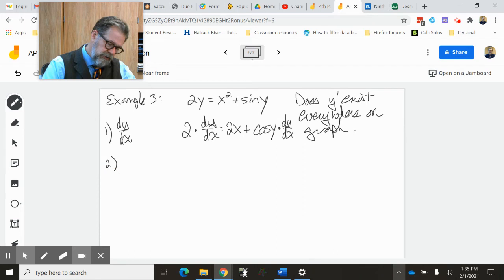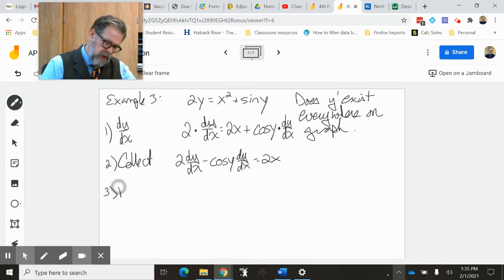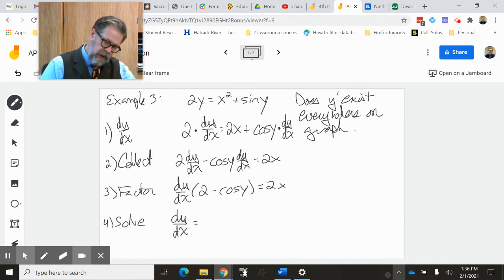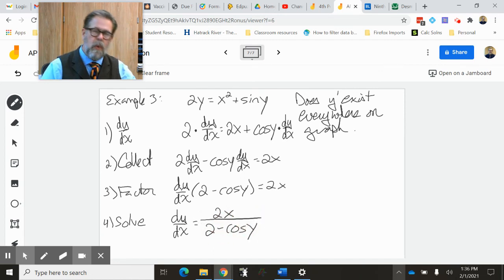All right, step two, collect. I want all the dy dx's on one side. So I've got 2 dy dx minus cosine y dy dx equals 2x. Step three is to factor out the dy dx's. So I've got dy dx times 2 minus cosine of y equals 2x. And step four is to solve. The derivative of y with respect to x is 2x divided by 2 minus cosine y.